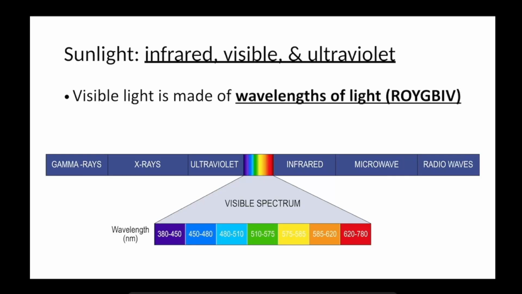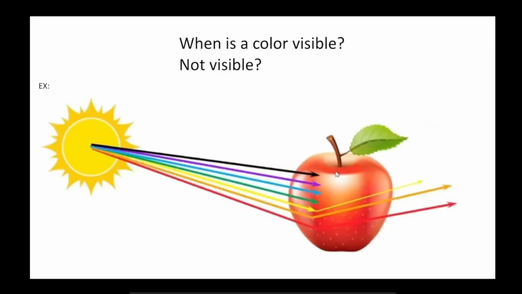And you do need to know the wavelengths of light. A way to remember the different wavelengths and colors is Roy G. Biv: red, orange, yellow, green, blue, indigo, violet. So all of this white light comes from the sun. Some of it is absorbed by certain surfaces. Some of it is reflected.